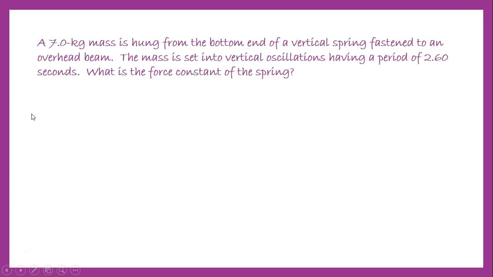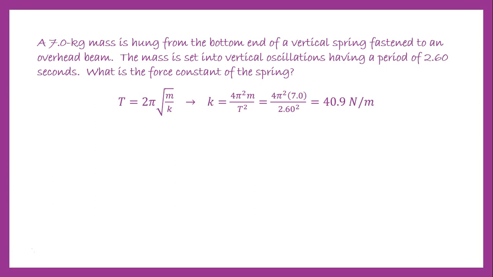A 7 kilogram mass is hung from the bottom end of a vertical spring fastened to an overhead beam. The mass is set into vertical oscillations having a period of 2.6 seconds. What is the force constant of the spring? We know our equation here for period. We want to go ahead and rearrange it to solve for the spring constant, plug in our values, and we find out that the spring constant is 40.9 newtons per meter.